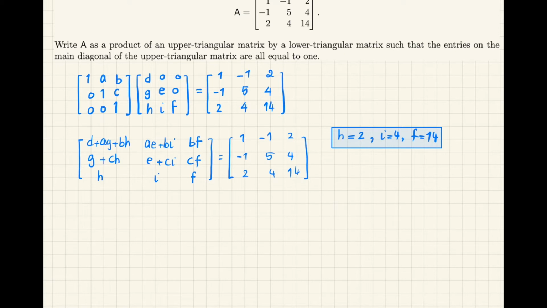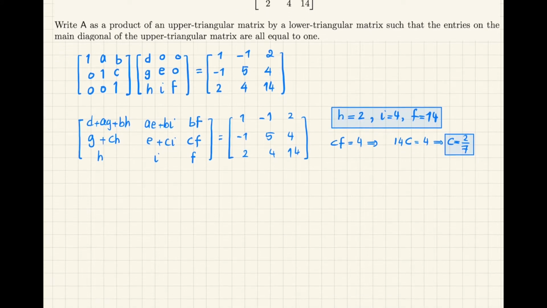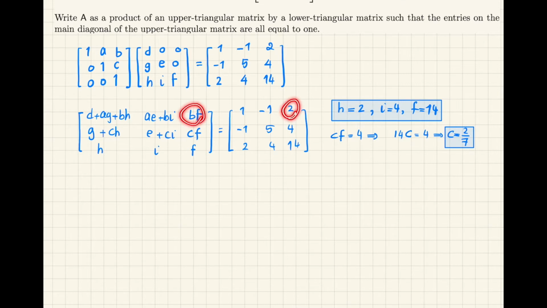But for example, now I can go here. This number should be equal to 4, but I already know F, so I can say that CF is supposed to be equal to 4, but F is already found to be 14, so 14C is equal to 4, and then this means that C is equal to 2 over 7, so that is also one of the entries that I was looking for. Then I go here, for example, it should be equal to 2, so BF is equal to 2, but I already know F is 14, so 14B is equal to 2. So this gives me 1 over 7. Sorry, B is 1 over 7.